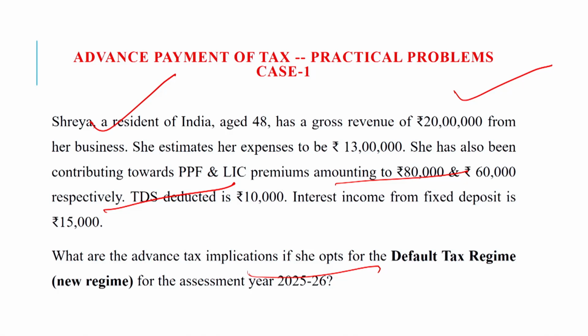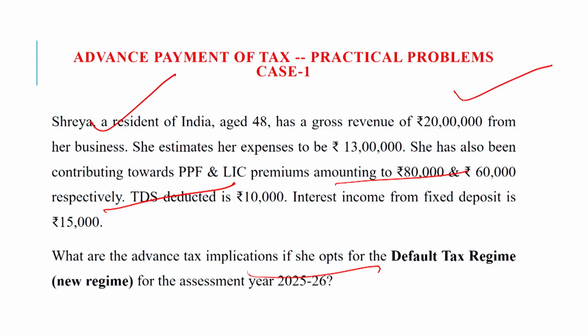Dear students, advance payment of tax is a situation where the tax is computed in advance. We have not earned the income and have not received the income. There is estimated income on which the tax is paid, and such tax is called advance payment of tax.